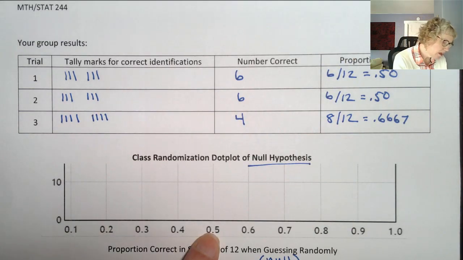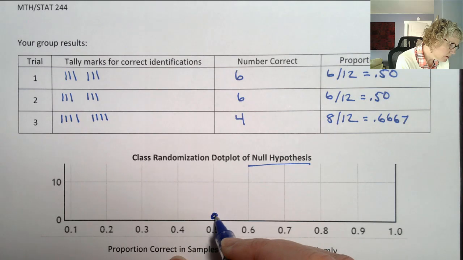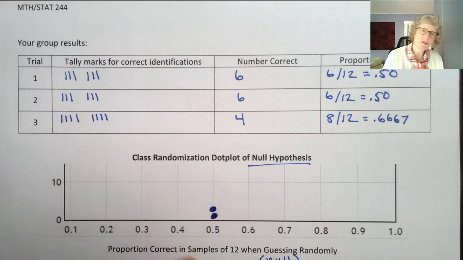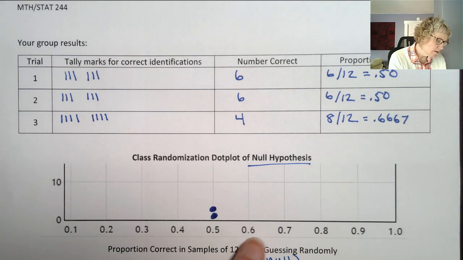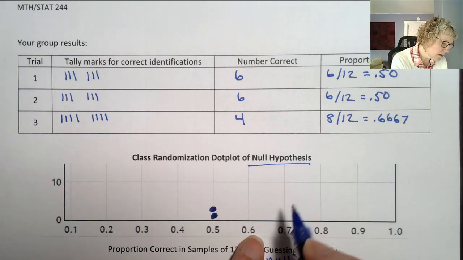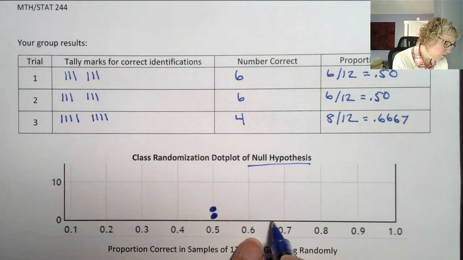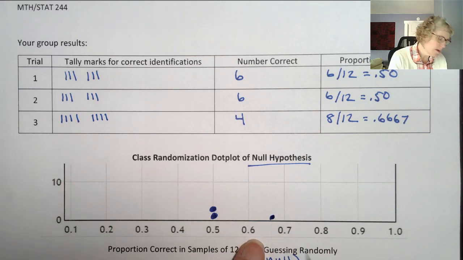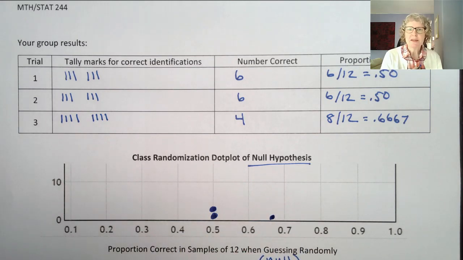So 50%, I'm going to put a dot right there, and then another dot right on top. So this is called a dot plot. And then 8 out of 12 is 2/3 or 0.6667, so that would be 6 and about 2/3 of the way over to 7. Okay, great. So if we're in a class, then we make the rest of the class, you can see that distribution.